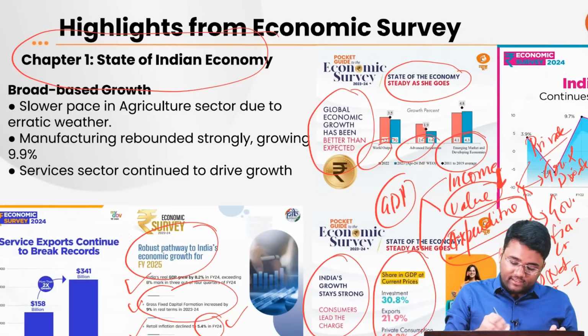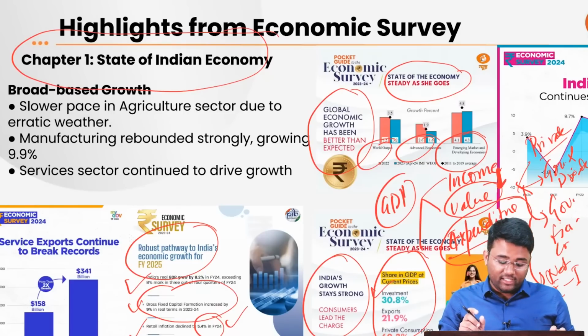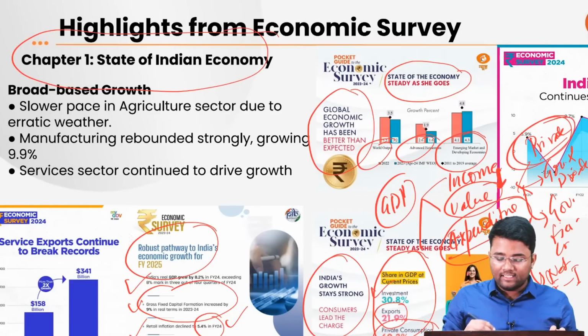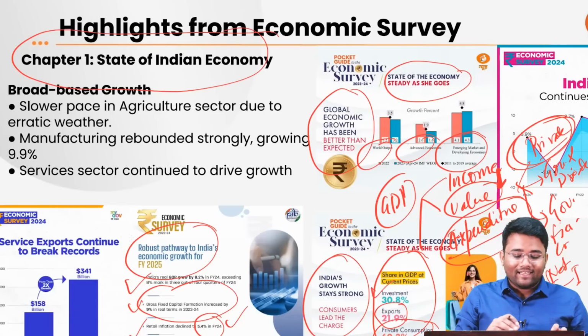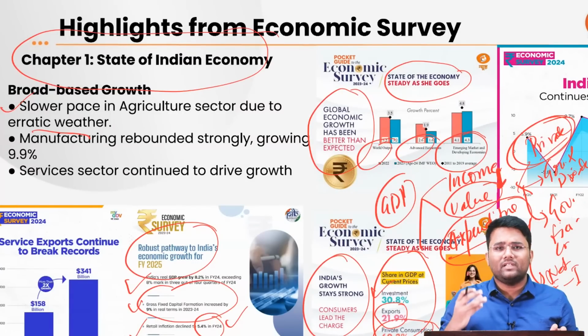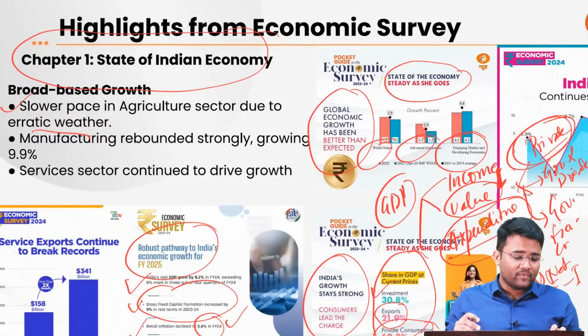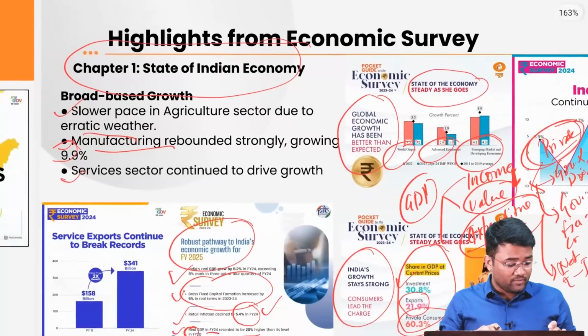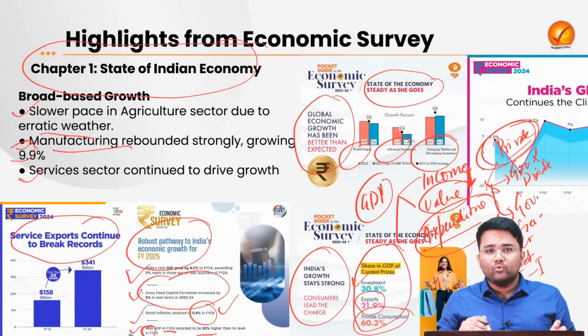In this share of GDP at current prices, investment is contributing almost 30.8%, whereas exports have contributed almost 21.9%, and private consumption is one of the leading shares. If we talk about the other sectors, in the agriculture sector we had a slower pace due to erratic weather and climate change related issues like drought, increased cases of rainfall, and unavailability of proper irrigation facilities, etc. Manufacturing has rebounded strongly and is growing at almost 9.9%. The services sector continues to drive economic growth. Service sector exports have continued to break records and have seen more than 2x growth from the level in financial year 15.